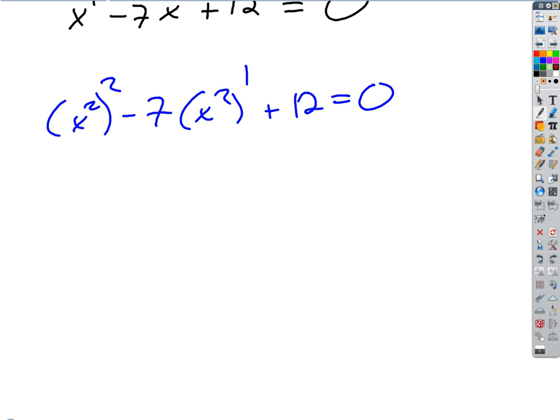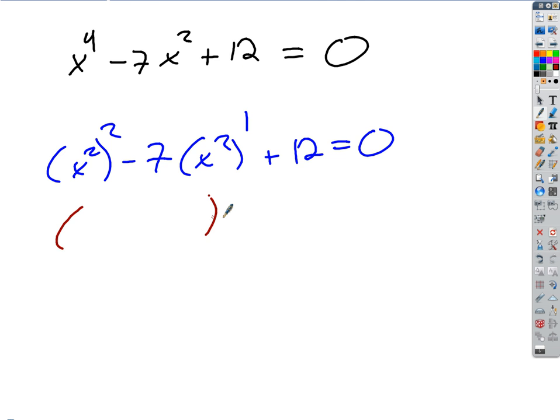Are there magic numbers that work? That multiply to 12 and add to negative 7? 4 and 3. Or 4 and negative 3. No, negative 4 and negative 3. Negative 4 and negative 3, right? So our magic numbers here are negative 4 and negative 3. The something is an x squared, right? Those are the same numbers the quadratic formula would have given you, right?